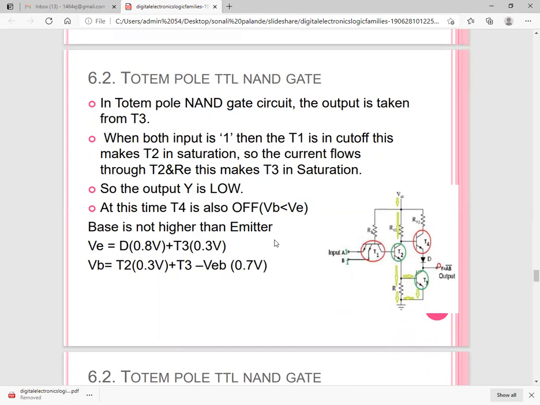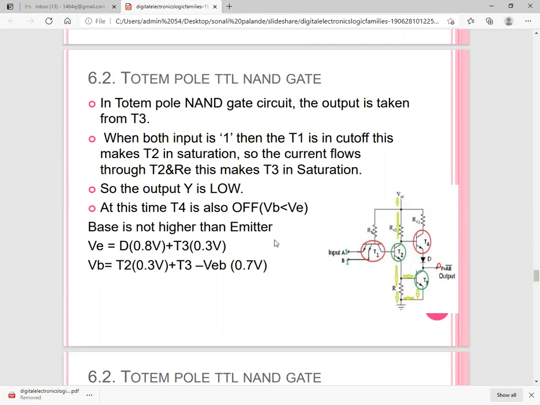When both inputs are 1, then T1 is in cutoff. This makes T2 in saturation. So the current flows through T2 and RE. This makes T3 in saturation. So the output Y is low. At this time T4 is also off. That is, VB is less than VE. Base is not higher than emitter.